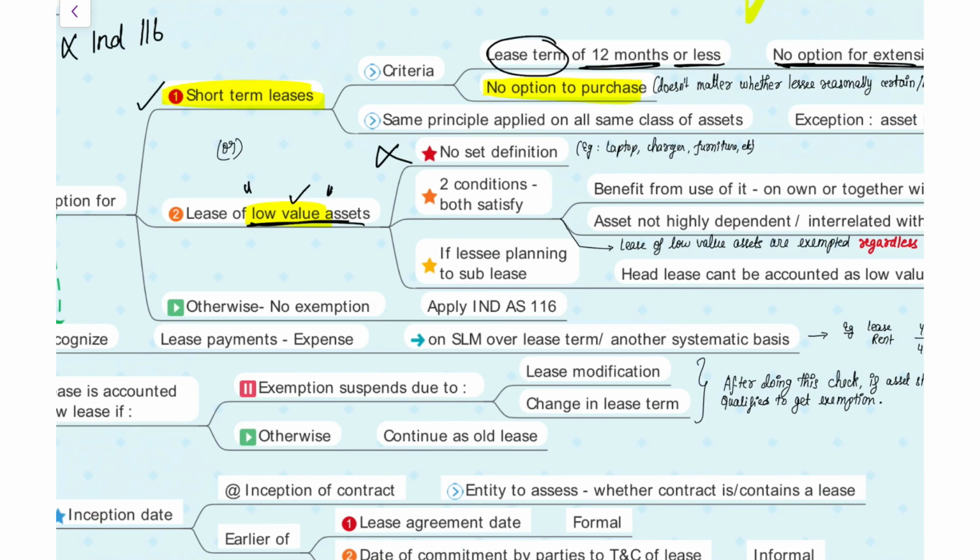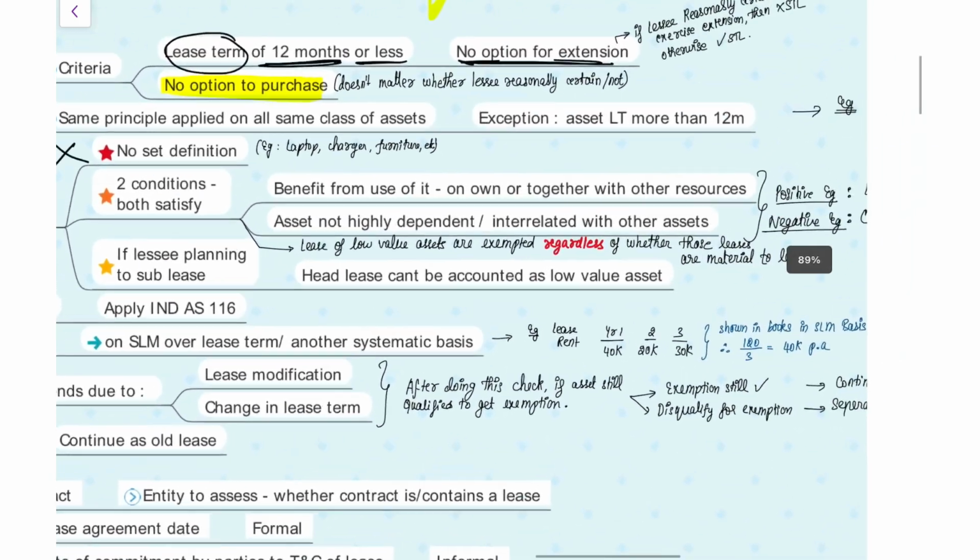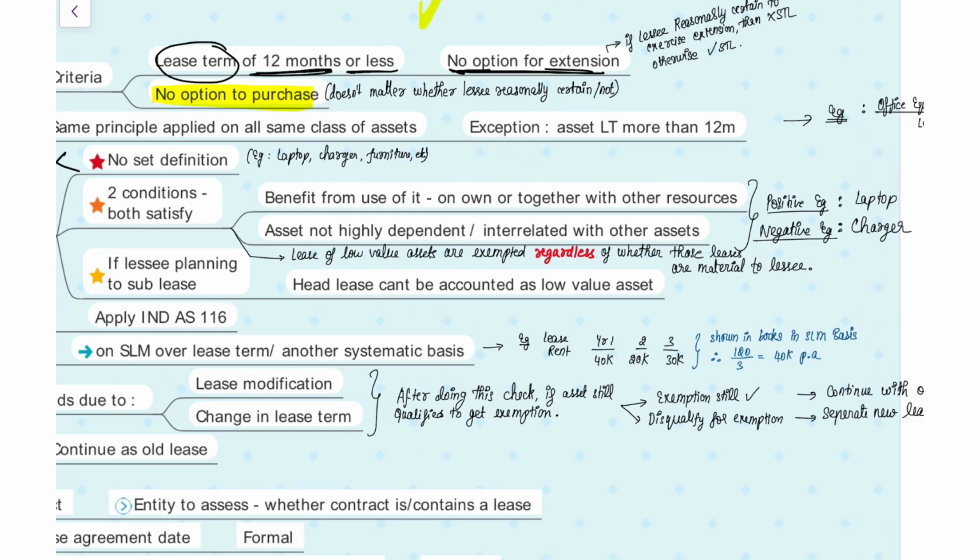So here there are two conditions which an asset given on lease should satisfy to be called a low value asset. Now what are those two conditions is what we are going to understand. The first one is that when you are using that asset, suppose you are using a laptop, the benefit that you are going to get from the laptop, you should either get from the laptop directly itself, or you can also get it together with other resources. So the benefit you must get from the use of it.